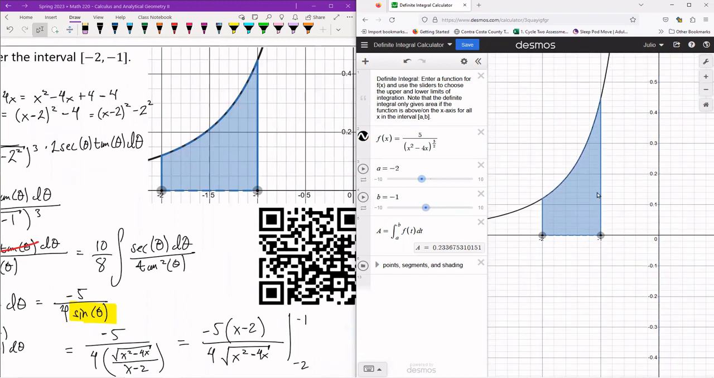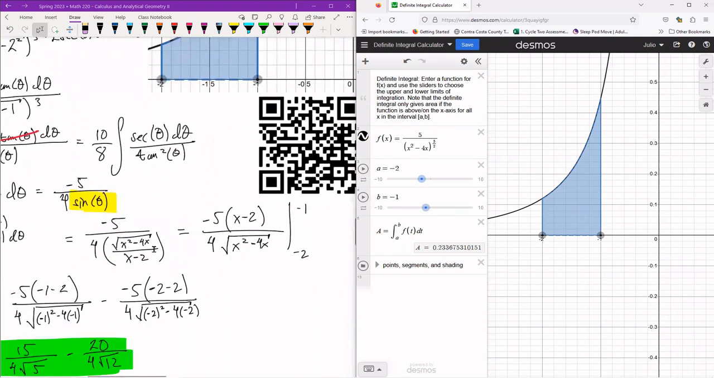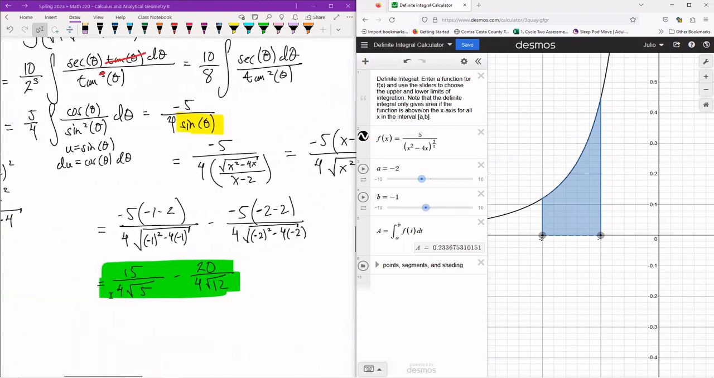Okay. So there's our shape. We did all this math and we got down to this point. This should be our answer. So I'm going to double check our answer here. It's going to be 15 divided by 4 square root of 5, right? Minus 20 divided by 4 square root of 12. And lo and behold, we got the right answer. We got the same answer.